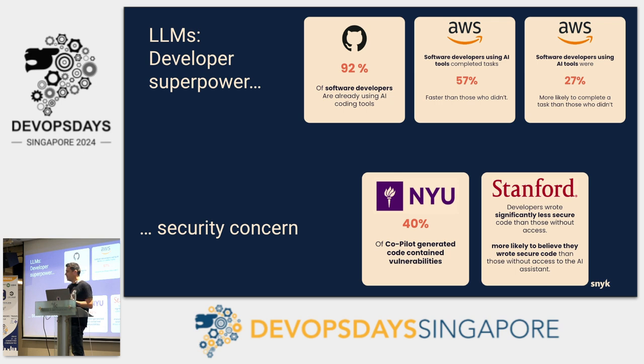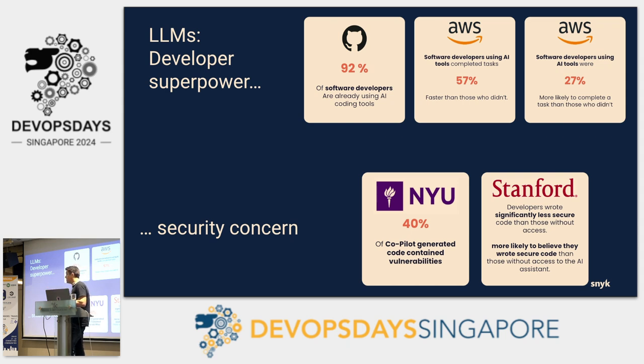Developers using these AI tools get tasks done 57% faster. And then they also say that 27% of tasks that get started get completed with AI. Okay? But let's talk about this. That's awesome, right? I mean, that's amazing. And these tools are fantastic.